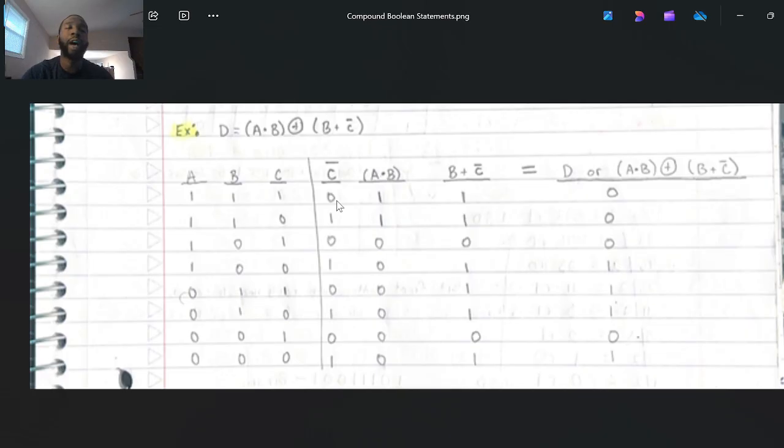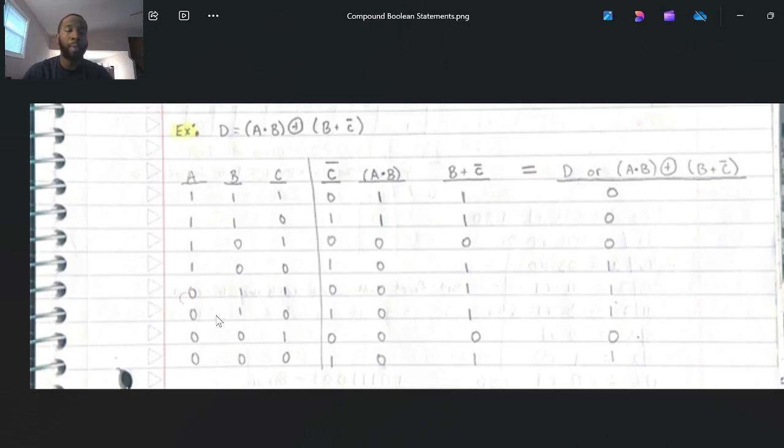So basically, when solving compound Boolean equations, you want to break it down bit by bit and start with the smallest part of your equation first. So, for instance, you have (A and B) exclusive or (B or not C) equals D. So the smallest part of this equation is your not C. So we will start with that first. So we made a column for not C, and we will go.